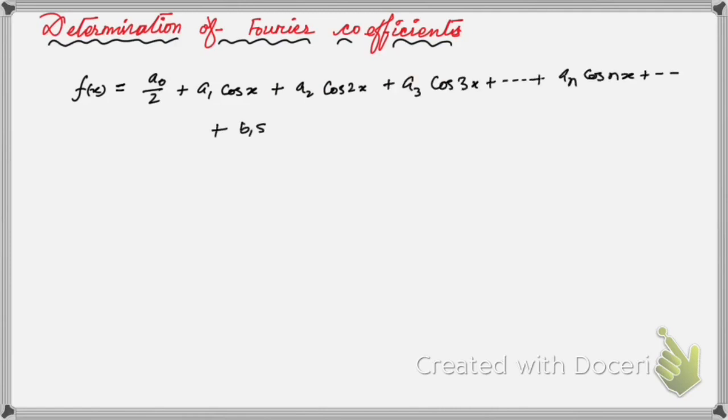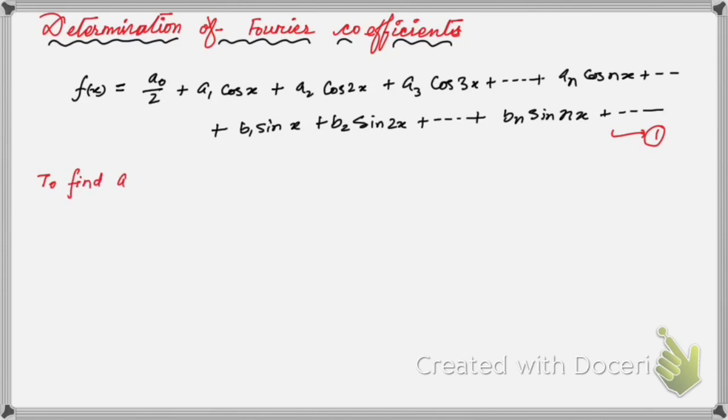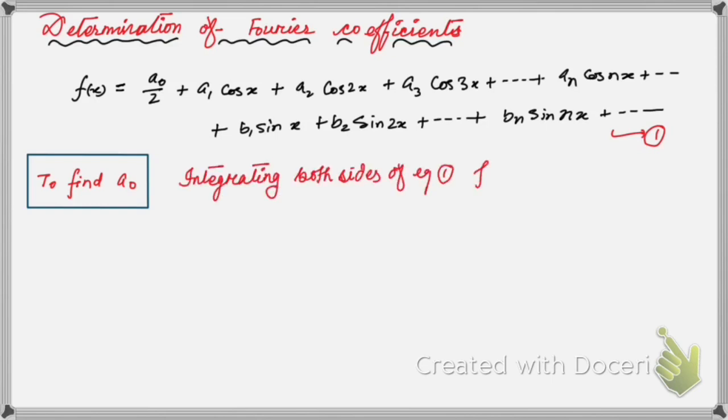So this is the Fourier series expansion. Here you see, suppose this is equation number 1. How do we find a0? In order to find this, let us integrate both sides of equation number 1 from x equal to 0 to x equal to 2 pi. So if you integrate that, then what will happen?